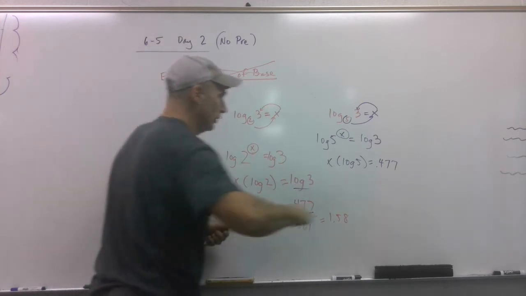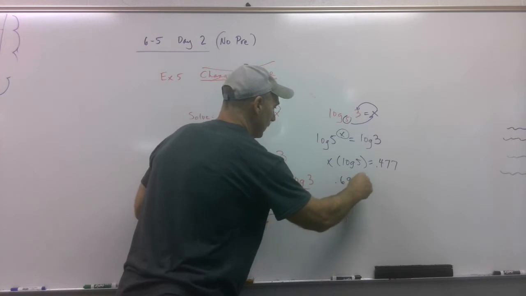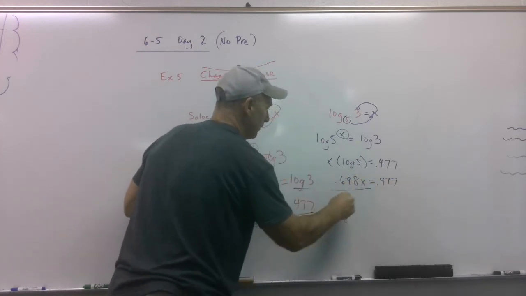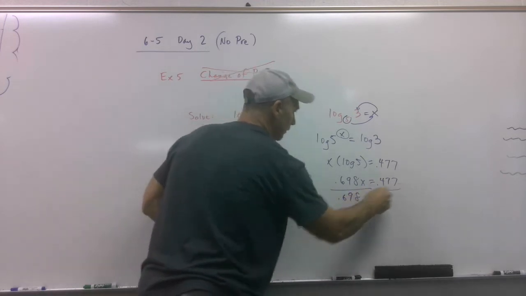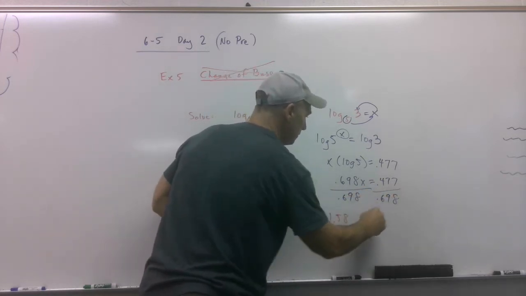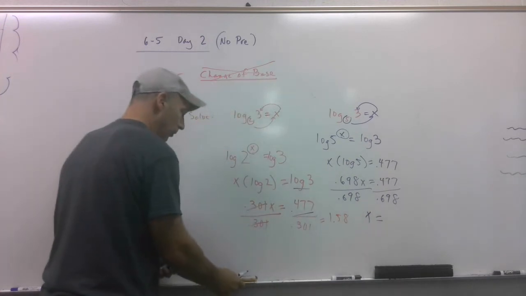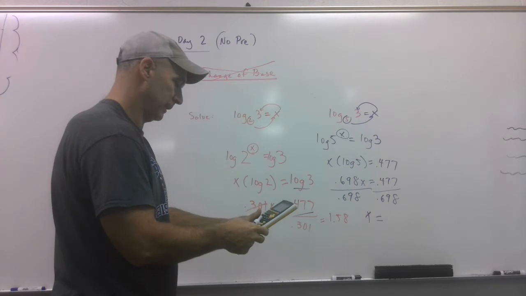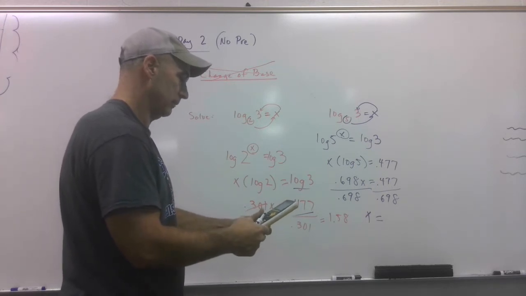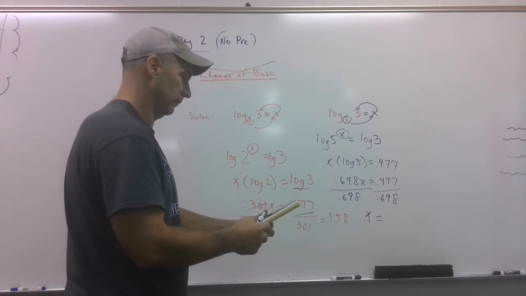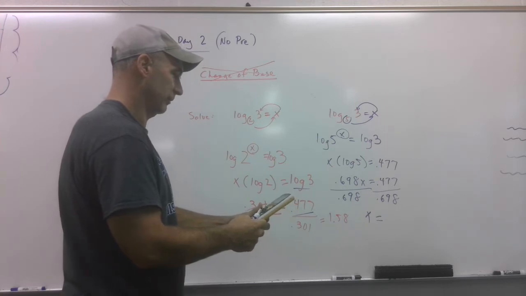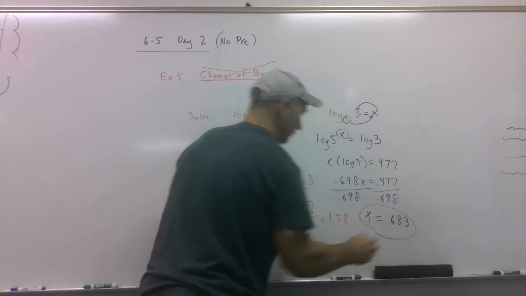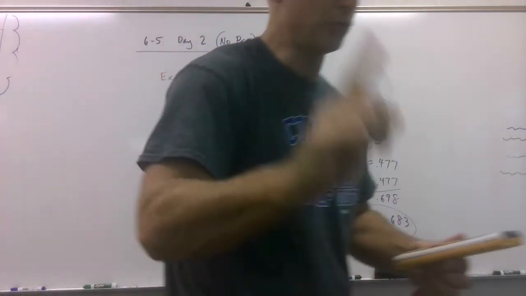0.698. So that's 0.698x equals 0.477. X is, here we go, 0.477 divided by 0.698. 0.683. Done. All right, no change of base formula.